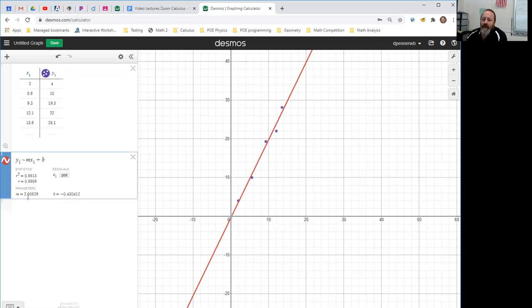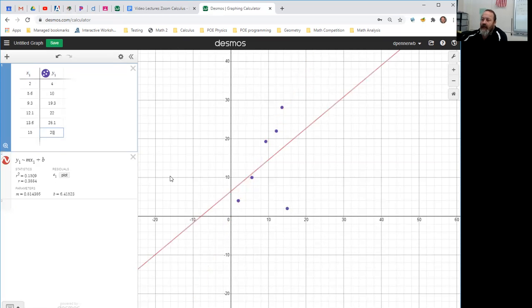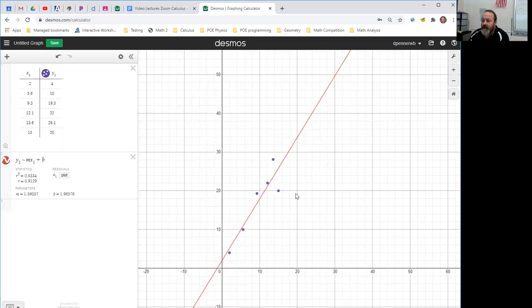So notice it's telling me the slope of my line would be 2.00826, and my intercept right here is negative 0.4304, which is exactly what we found in class. And notice our correlation coefficient right here is 0.9906. And the nice thing is if we added a few more points, like let's say somebody got an extra value here at 15, and maybe the curve did something strange and it went down a little bit, you'll notice that when I added that extra value at 15, 20, which was down here somewhere, it wasn't very close to the line. It actually made my correlation coefficient get a little bit worse.